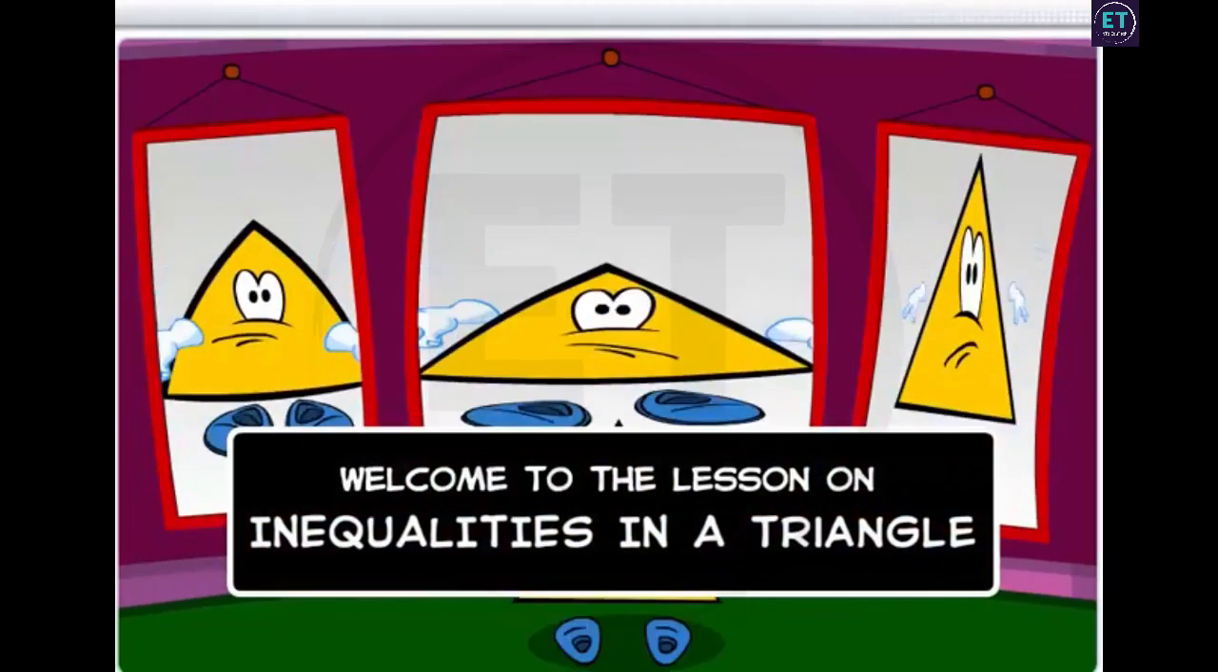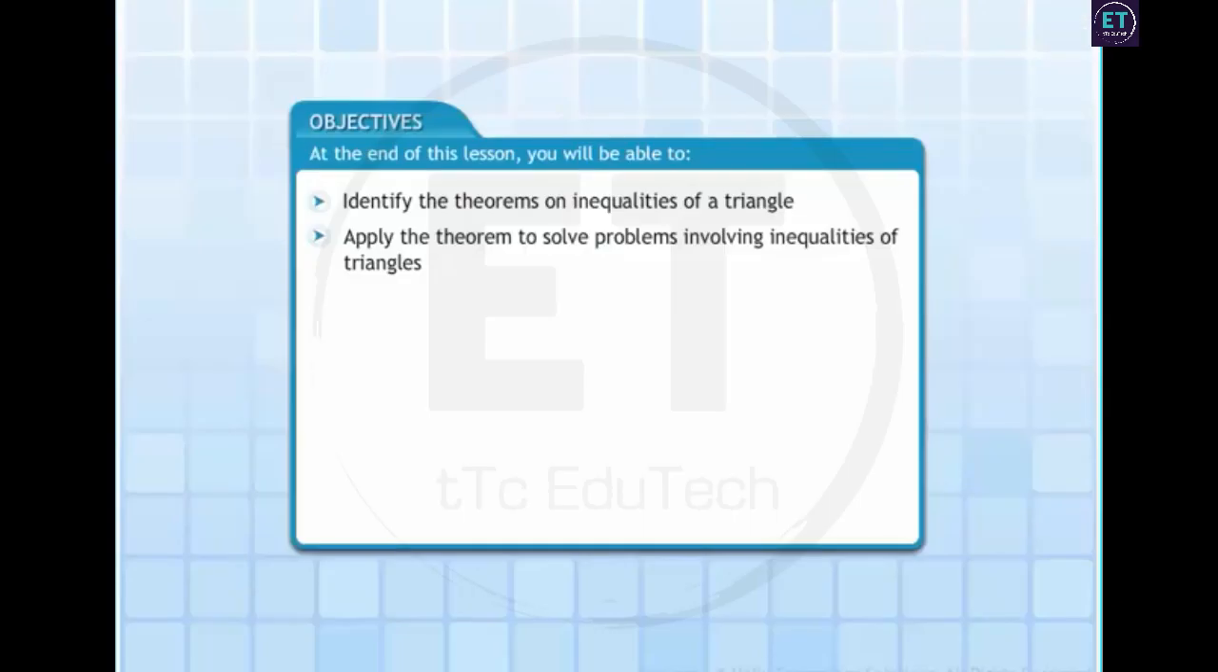Welcome to the lesson on inequalities in a triangle. At the end of the lesson, you should be able to identify the theorems on inequalities of a triangle and apply the theorem to solve problems involving inequalities of triangles.